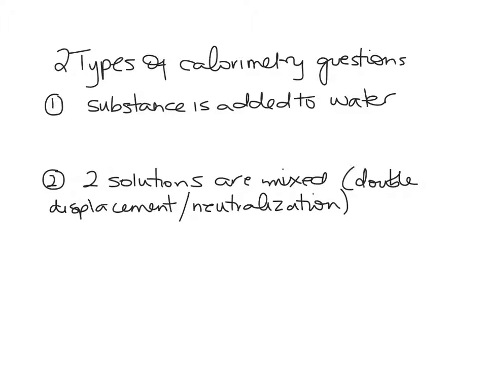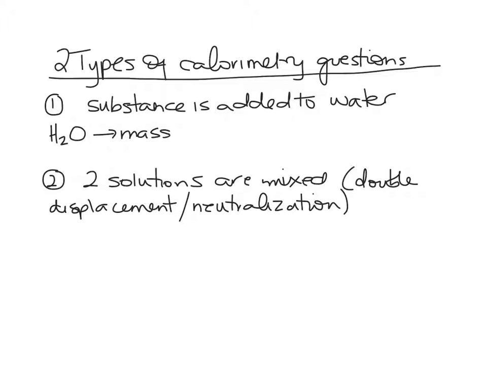There are two types of basic calorimetry questions that you're going to deal with. One is where a substance is added to water. That substance could be dissolving or it could be cooling down, but water, in this case, is the surroundings. So the mass of the surroundings is the water, and that mass is used in Q equals mc delta T.